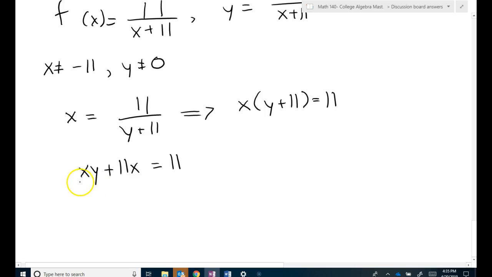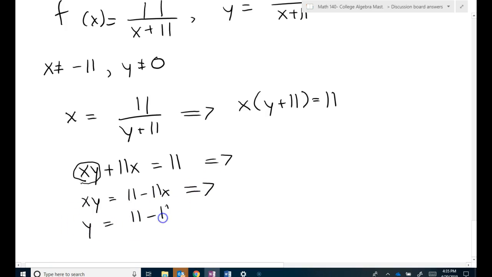What we're going to eventually need to do is we're going to need to divide out the y. Okay, so we need to actually be able to isolate our x's. So now that's going to give me xy equals 11 minus 11x. That's my next one. And so hence y is just going to equal 11 minus 11x over x. And there it is. There's our inverse.